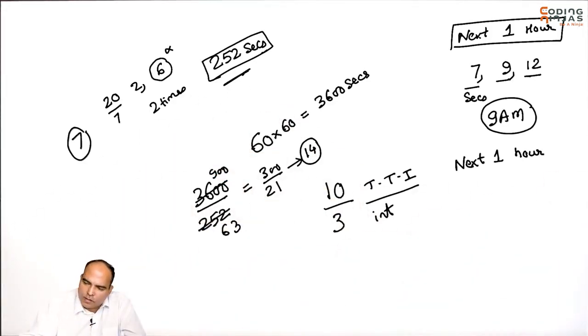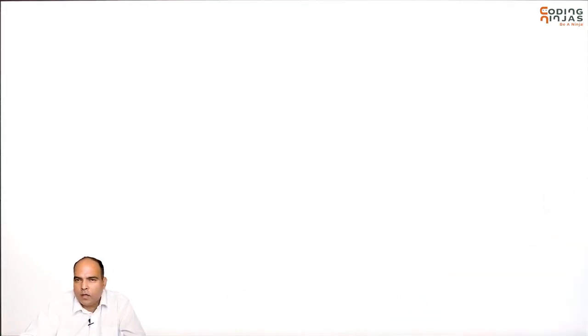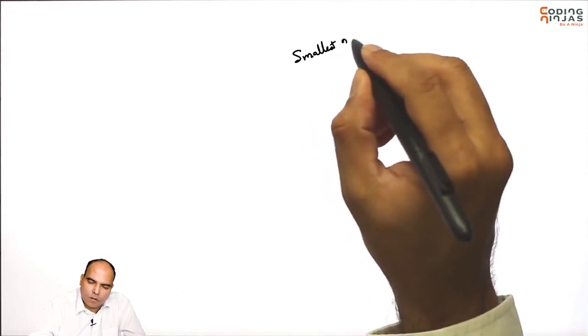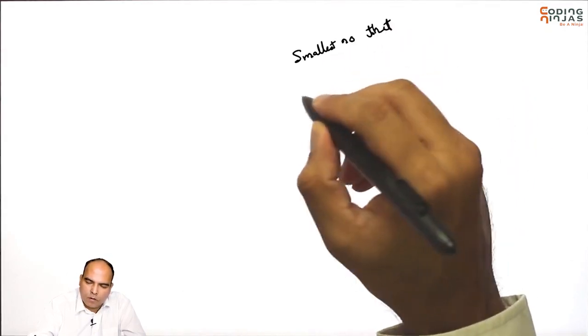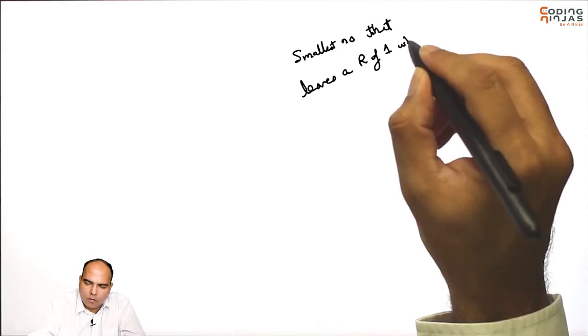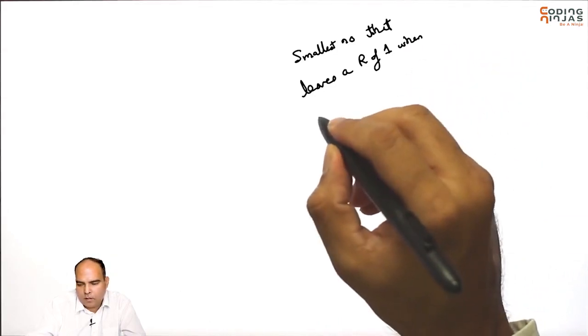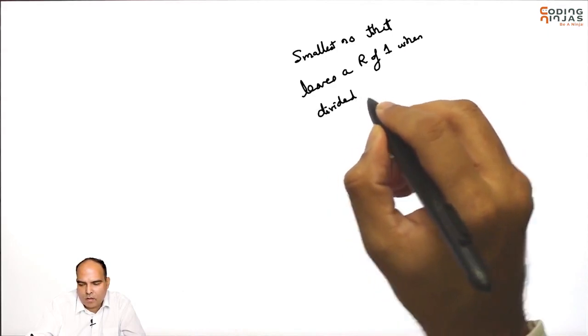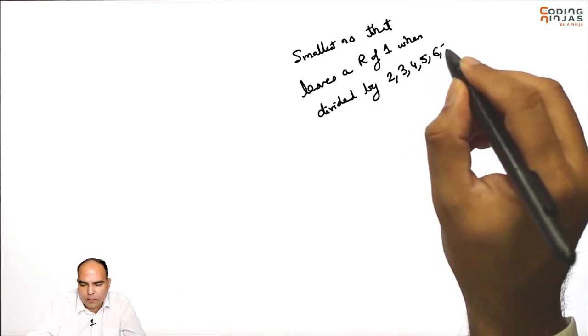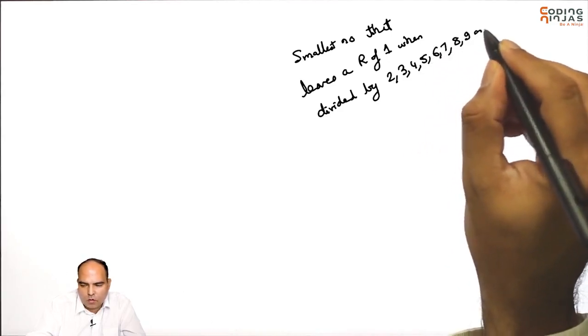And the next standard question on LCMs is one you'll find in a lot of exams, a lot of your aptitude tests across the board, and a lot of the companies that you go for ask this. It's a standard question in the exams. What is the smallest number that leaves a remainder of 1 when divided by 2, 3, 4, 5, 6, 7, 8, 9 or 10?